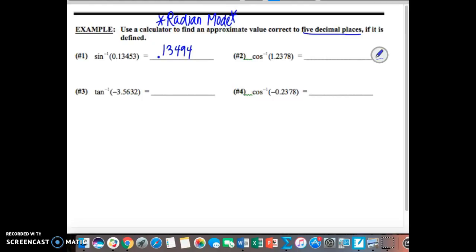When we type in cosine inverse of 1.2378, you should get an error message. This is because cosine inverse is undefined at this point. And that's because we have a value that's greater than 1. Cosine inverse cannot be greater than 1. So anytime you're taking the cosine inverse of a value that's greater than 1, you can always write undefined.